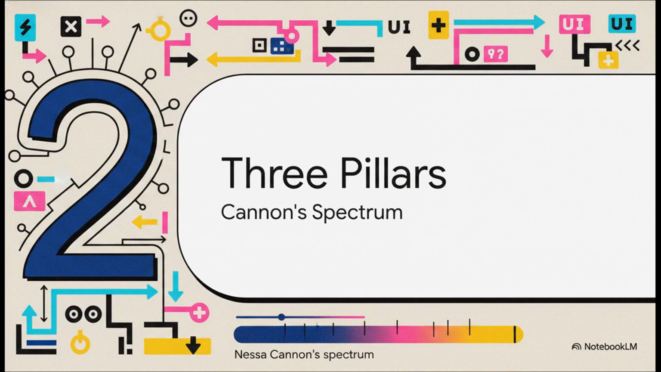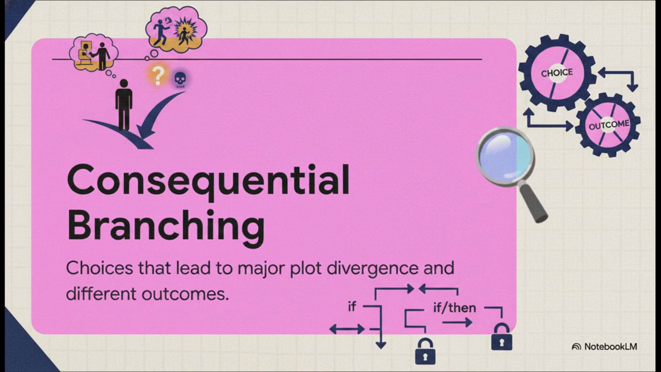Section 2. 3 Pillars of Branching. Nessa Cannon's Spectrum. Game narrative designer Nessa Cannon identifies 3 main pillars of branching to manage this complexity. The first is consequential branching. Now, these are the heavy hitters. These choices lead to significantly different outcomes and major plot divergence.